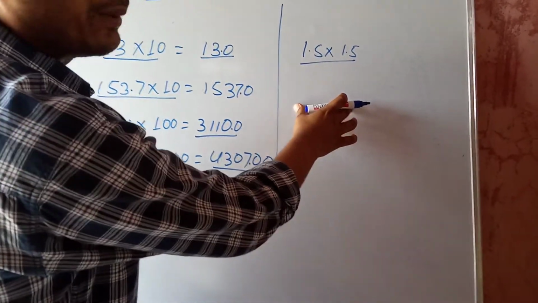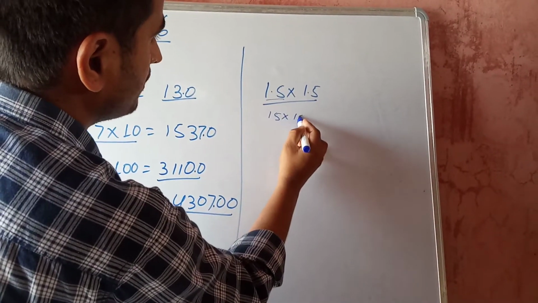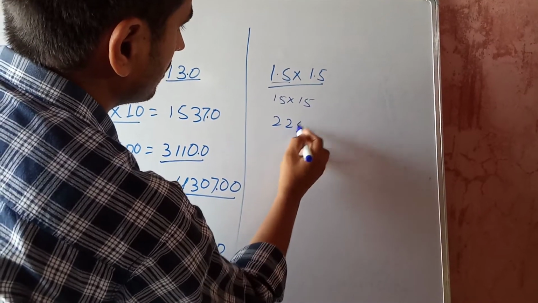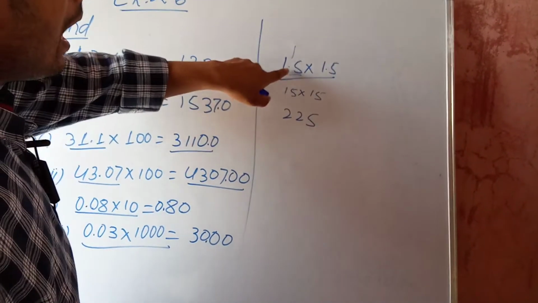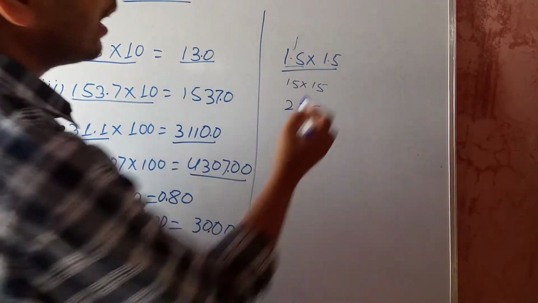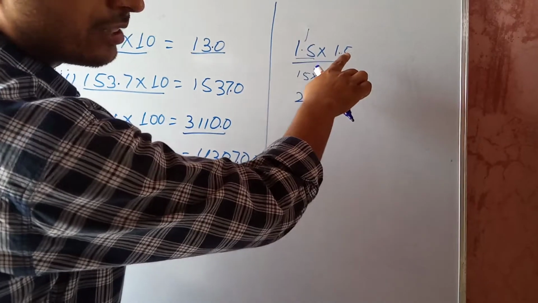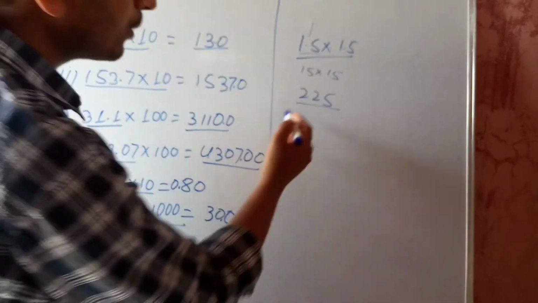In this type of multiplication, just forget the decimal. It is 15 multiplied by 15. Okay, 15 times 15 is 225. Now see here, in this number after the decimal there is one digit, and here too after the decimal there is one digit. So it means after the decimal there are two digits. So we will put the decimal in the product after two digits.